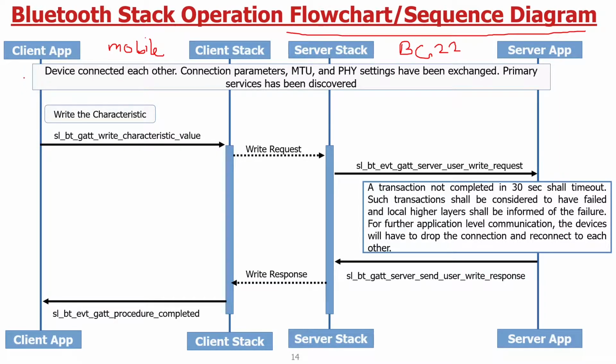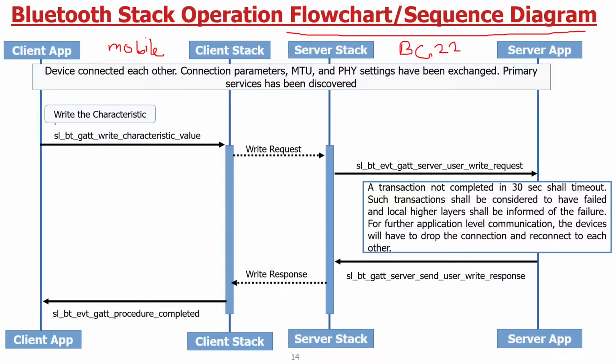Now you see, once you establish the connection, what will happen? The devices will connect to each other, the connection parameters like MTU, PHY, and settings are exchanged between the client and server, and then primary services are discovered. That means once you establish the connection, all these connection-related parameters will be established. Once you have loaded the binaries into the BG22, we will see the advertisement packets sent by the BG22 to our client app. There we will see an option called connect, and you will also see a connection interval. We will see what this connection interval is.